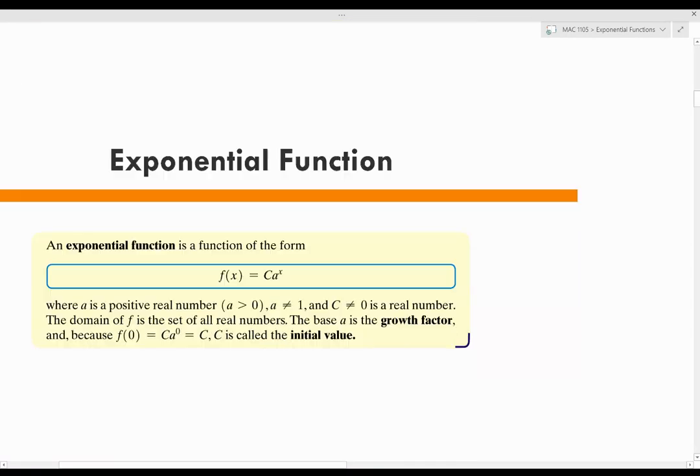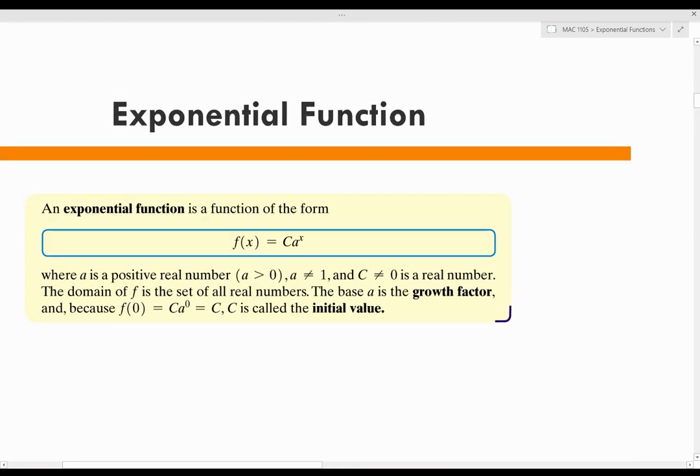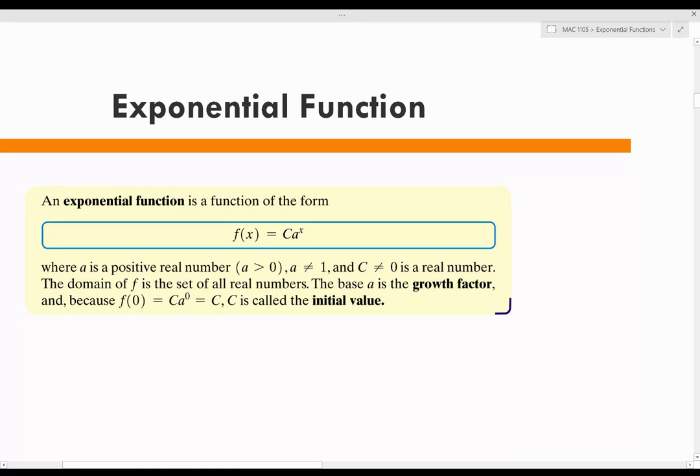All right. So here's our formal definition of an exponential function. An exponential function is a function of the form f of x equals c a to the x power, where a is a positive real number, with a greater than 0, a cannot equal 1, and c, which cannot equal 0, is a real number. The domain of f is the set of all real numbers, and the base a is the growth factor. Because f of 0 equals c a to the 0, which equals c, c is called the initial value. So that's our formal definition of an exponential function.